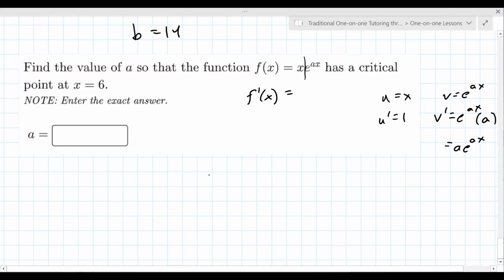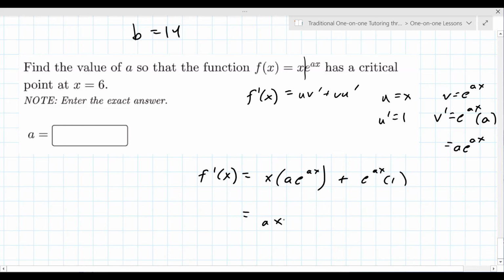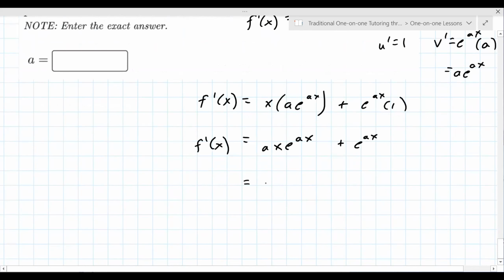So your derivative is uv prime plus vu prime, or however you want to learn it. Maybe your instructor's using f and g, but it's x times a e to the ax plus e to the ax times 1. So this is ax e to the ax plus e to the ax. And then to solve this, you factor out an e to the ax. So you have ax plus 1 here.